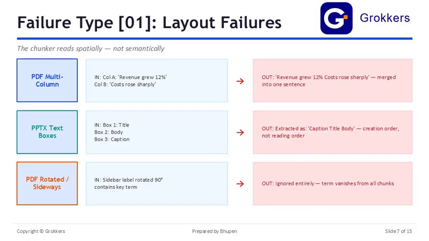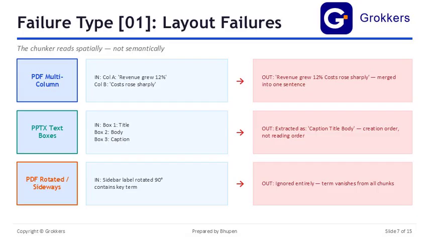The first example covers PDF multi-column layouts, which are extremely common in research papers, financial reports, and academic journals. A naive parser reads left to right across the full page width, interleaving sentences from column A and column B into a single incoherent string.